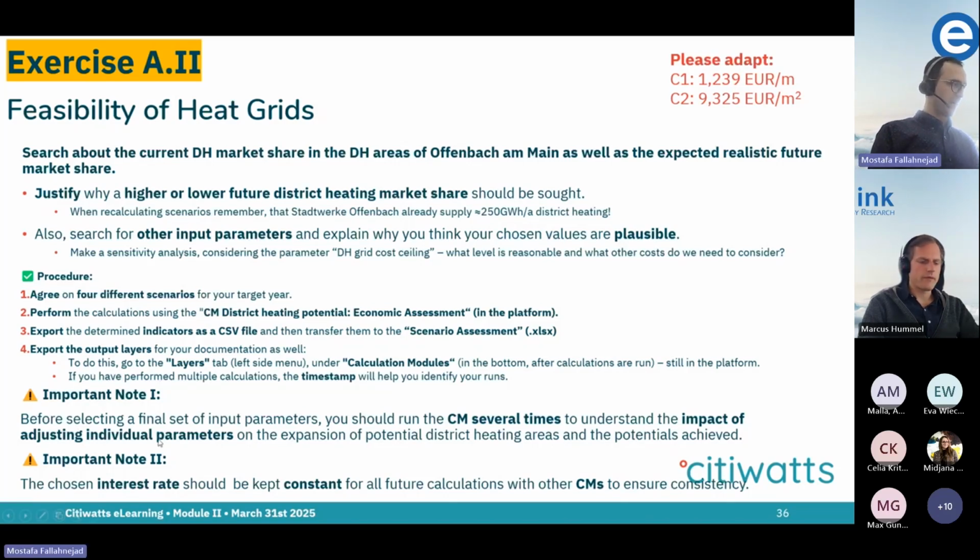Important note: before selecting a final set of input parameters, you should run the CM several times. As I said, it's a complex calculation module. You should get a feeling for the impact of different parameters. And also keep in mind that you should keep the interest rate constant over your analysis. So if you have calculated for the central heat supply with, I don't know, 4%, then it's good to use the same interest rate here and also in the next calculation.